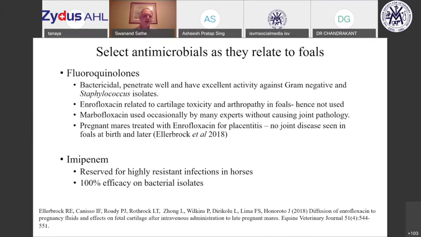The last antibiotic is imipenem. I have not ever used this antibiotic. However, it is reserved for highly resistant infections in horses. It is 100% efficacious against bacterial isolates from neonatal foals. However, it is cost prohibitive, and it is reserved only for highly resistant bacterial infections and when culture and sensitivity takes.